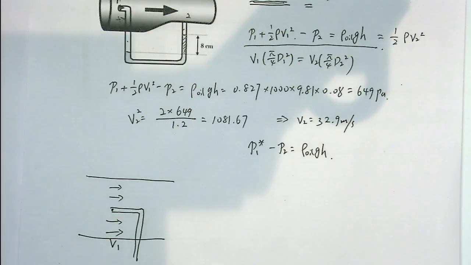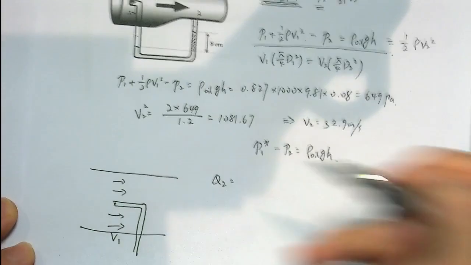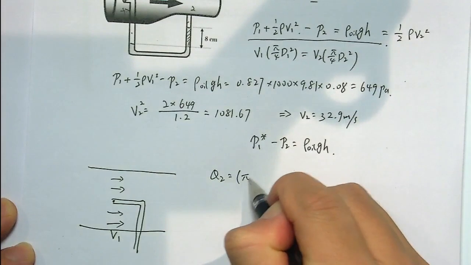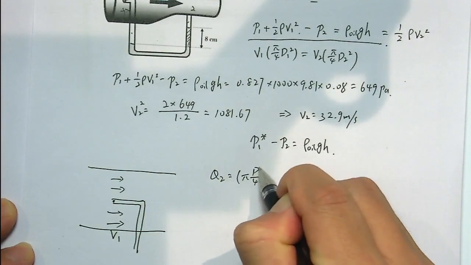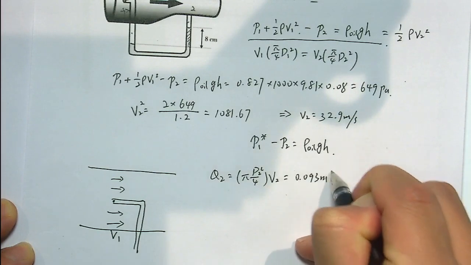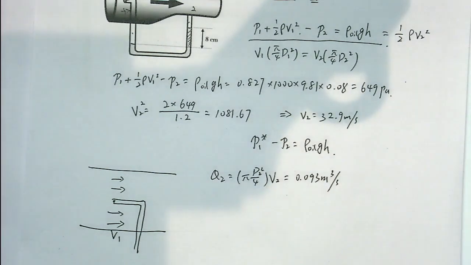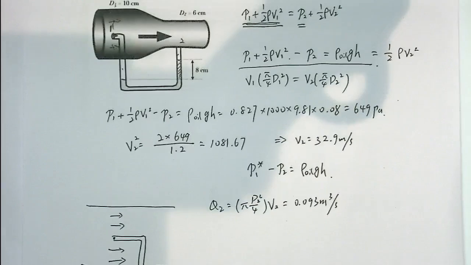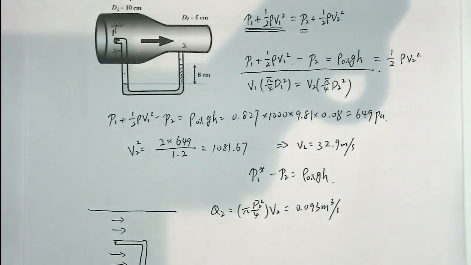Good. So when we got V2, we could calculate the volume flow rate, which is pi over 4 d2 squared times V2, about 0.3 cubic meters per second. Yeah? Okay. Then you need to make sure what is the stagnation pressure and what is the static pressure for this question. Okay, so we move on to the next one.